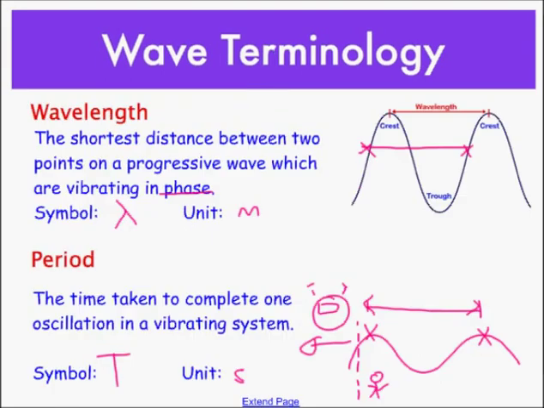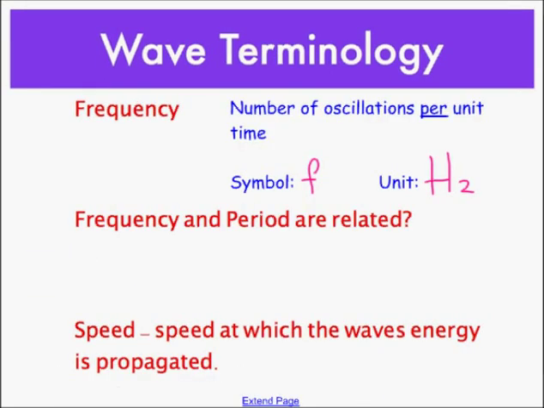Oh, did I do the unit symbol in unit? Yes, I did. Okay, good. So, frequency and period are related how? Well, essentially I just said they're the opposite. So frequency could be related to the period by 1 divided by the period, or period could be equal to 1 divided by the frequency. Speed is the speed at which the wave's energy is propagated along. It's measured in the normal velocity units, meters per second.